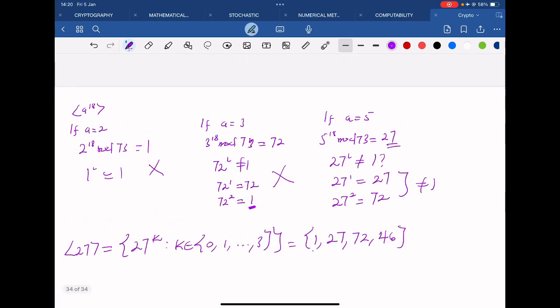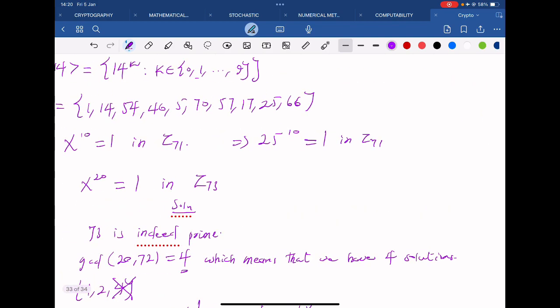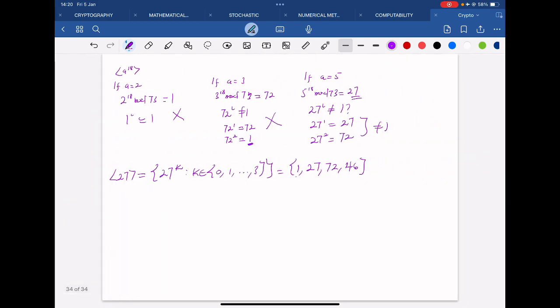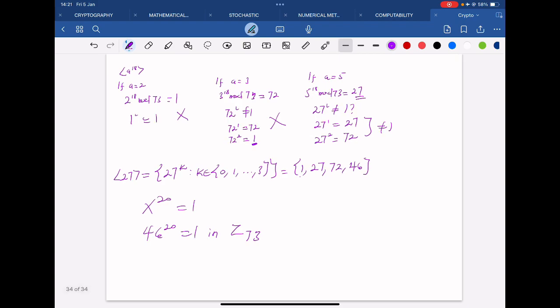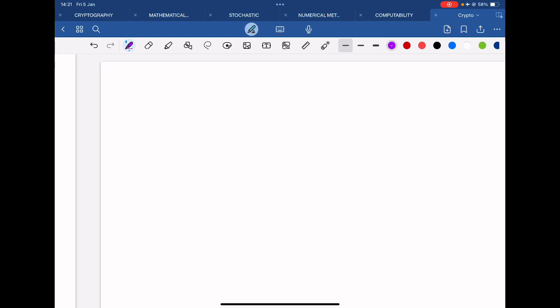So meaning that if you have x raised to the power 20 is equal to 1, for instance, if you get 46 raised to the power 20 should be equal to 1 in Z73. I hope this helps. Okay, let's move on to the last example.